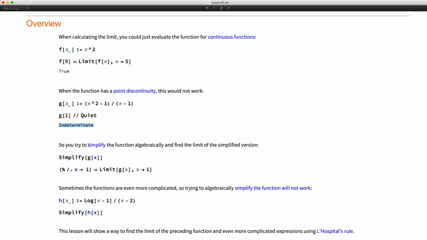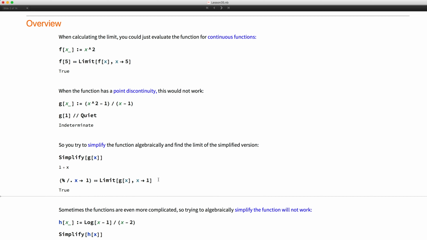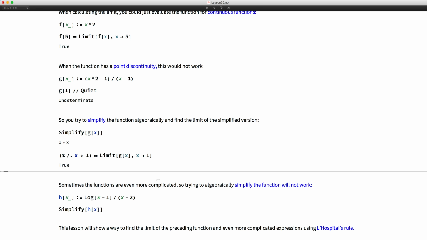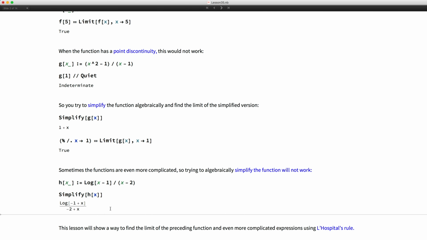Now, of course, in this case, what you could do is to simplify the function algebraically, like I've done over here, and then things work just fine. So if I now plug in x equal to 1, I get back the limit of the function g when x goes to 1. But there are functions for which this will not work. So for example, you have h over here, which is log x minus 1 over x minus 2, and simplifying h makes no difference. So the question is, what do you do in such a case? Well, in such cases, you can apply something called L'Hopital's rule, and that is the theme for this lesson, L'Hopital's rule.